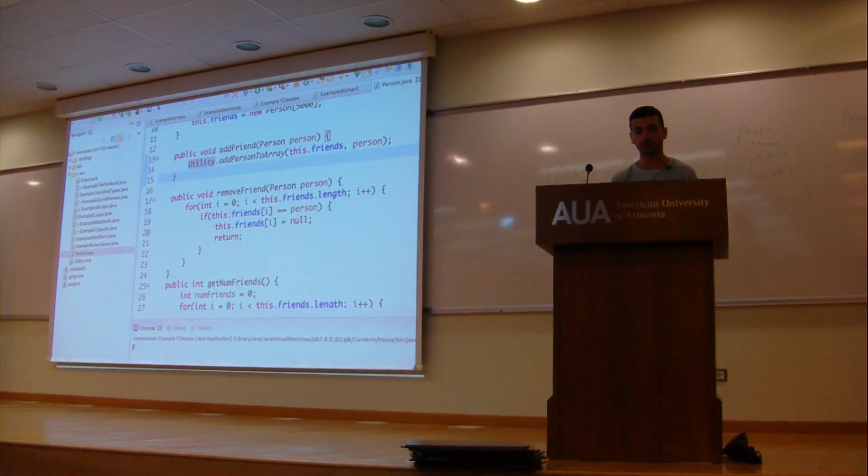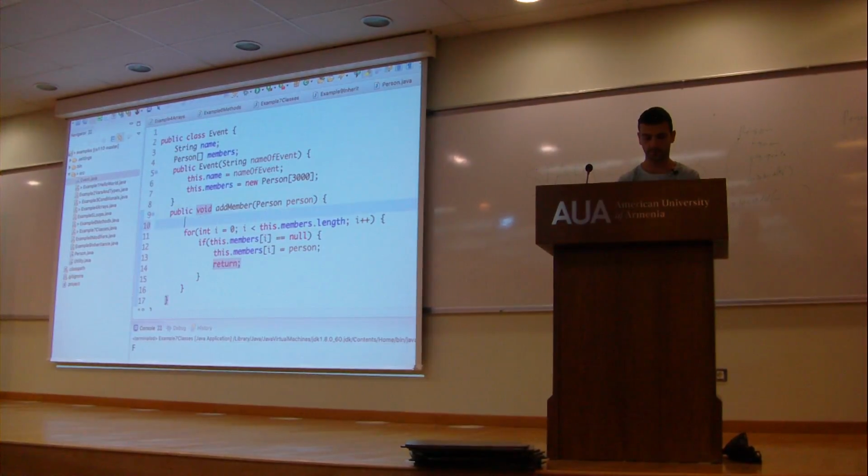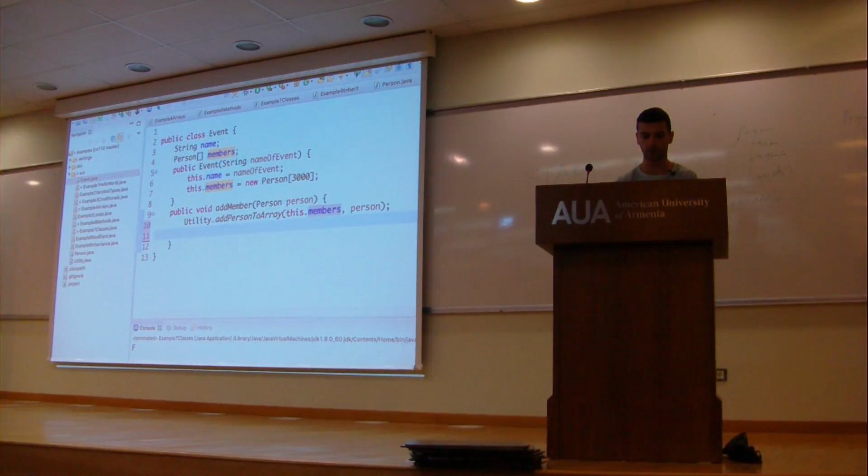Okay, so we can also use this utility in add event here, right? Except it would be this dot members. And we can get rid of all this code. And now we've put all this code into this one nice function called add person to array. Cool.